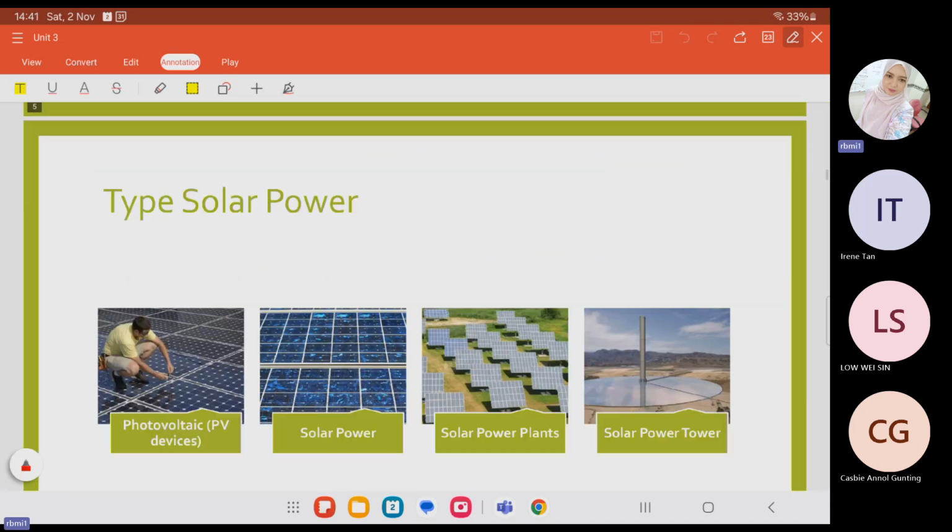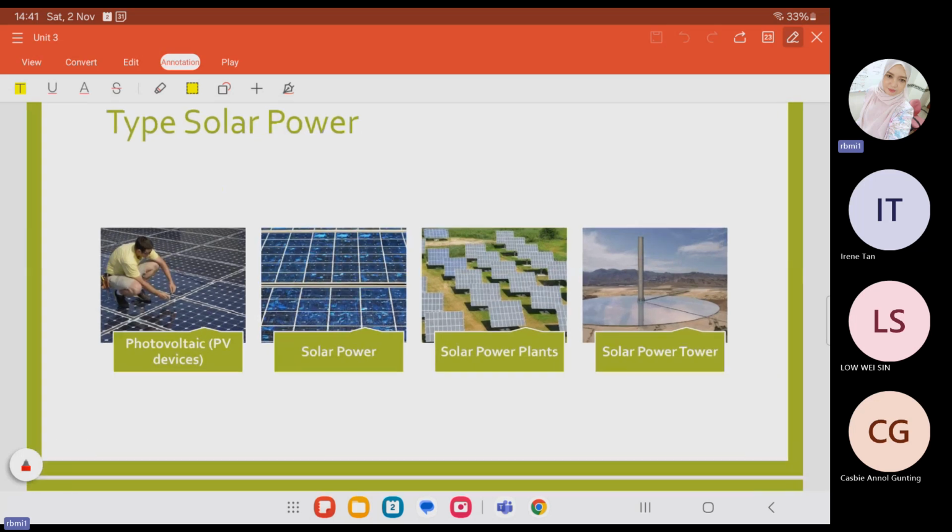Okay, let's see some figures. This is the types of solar power.